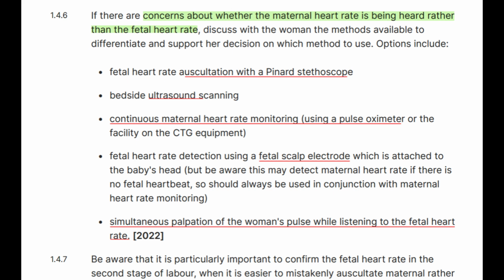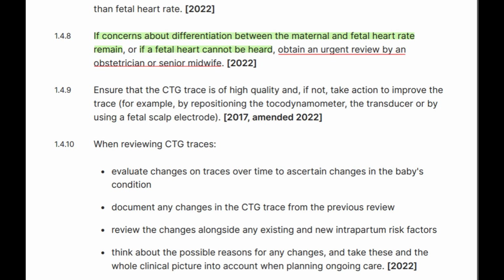A simultaneous palpation of the woman's pulse while listening to the fetal heart rate. Be aware that it is particularly important to confirm the fetal heart rate in the second stage of labor, when it is easier to mistakenly auscultate maternal rather than fetal heart rate. If concerns about differentiation between the maternal and fetal heart rate remain, or if a fetal heart cannot be heard, obtain an urgent review by an obstetrician or senior midwife.